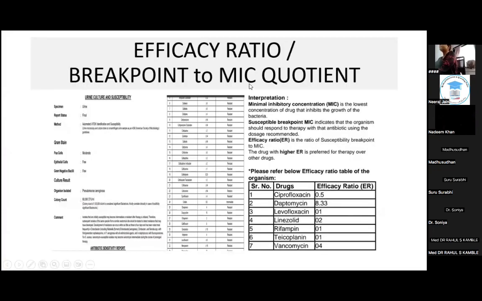There is a term called efficacy ratio, or a better term would be breakpoint to MIC. The ratio of the susceptible breakpoint to MIC is called the efficacy ratio. If this quotient is more than 2, then the antibiotic is preferred for treatment. Usually in my reports, I give this ratio. In some settings it is also written as therapeutic index, which is a misnomer. So the correct term would be breakpoint to MIC quotient.